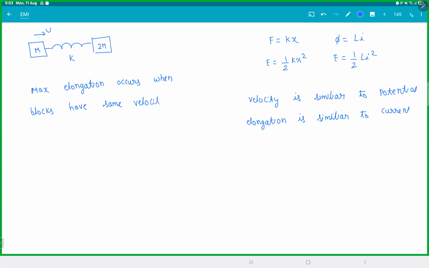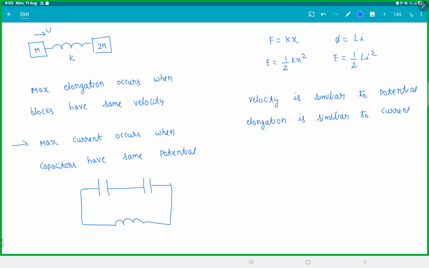So I can use the same statement here and say maximum current occurs when you have the same potential difference, just showing the resemblance. That means if I just want to solve for the maximum current, writing equations is easy, but you can handle this. C into C and L. So for maximum potential, the charge should vary in the ratio of Q by 3.